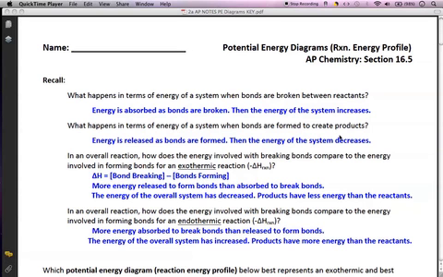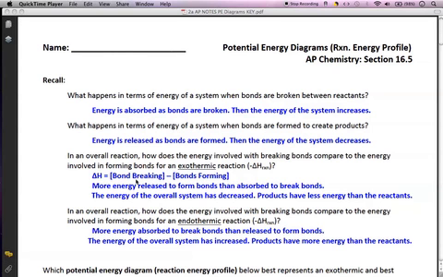So in an overall reaction, and remember in an overall reaction we have both bonds breaking and forming, how does the energy involved with breaking bonds compare to those involved in forming bonds for an exothermic reaction? If you think back to when we had our bond energy topic, we know that it's the energy involved with bonds breaking minus those for the bonds that are forming. So if it's an exothermic reaction, there's more energy released to form bonds than was absorbed to break the bonds. So in an exothermic reaction, the overall system's energy has decreased and the products will then have less energy than the reactants. And keep that part in mind.